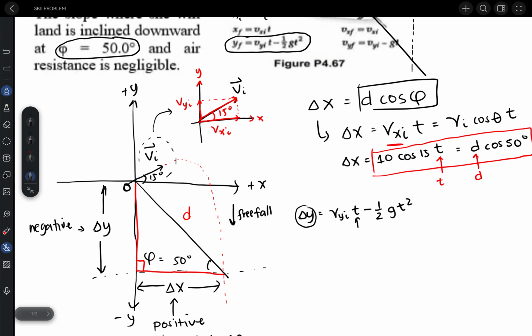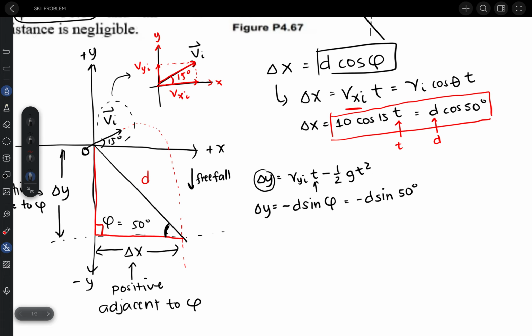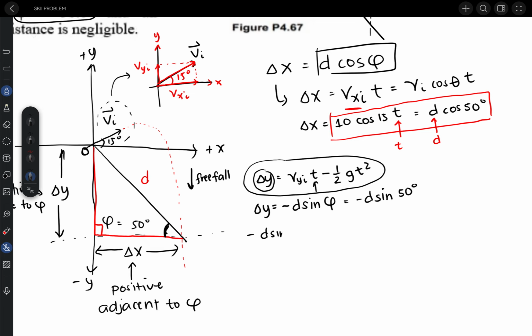Okay, so all we have to do now is to find what delta y is. And delta y, as you can see, is opposite to the angle phi. And for that part, we can use delta y equals, and take note that it is supposed to give us a negative value. It will be negative d sine of phi. So we have the sine of phi as sine of 50 degrees.